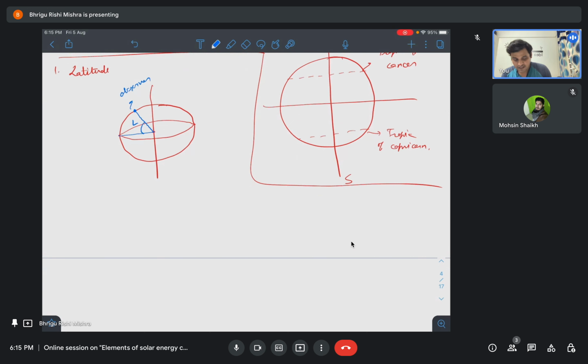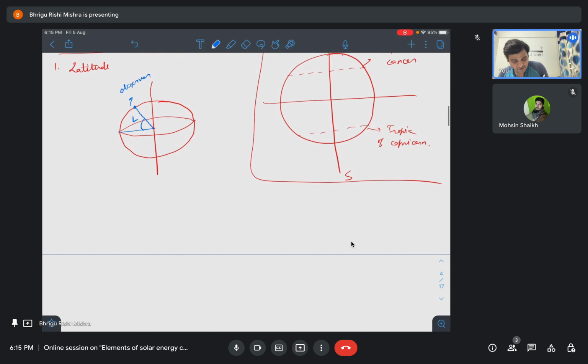And we generally consider the objects or the observer in the north to have positive latitude, and in the south to have negative latitude.